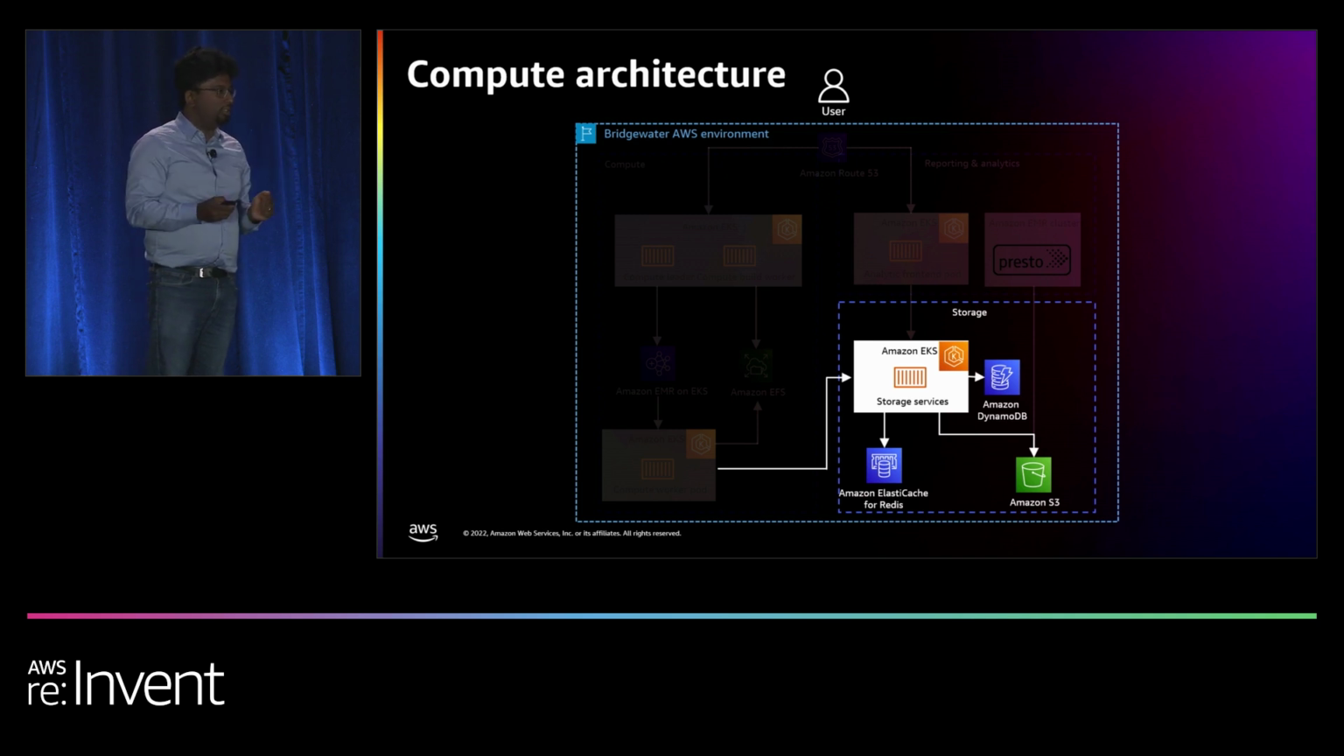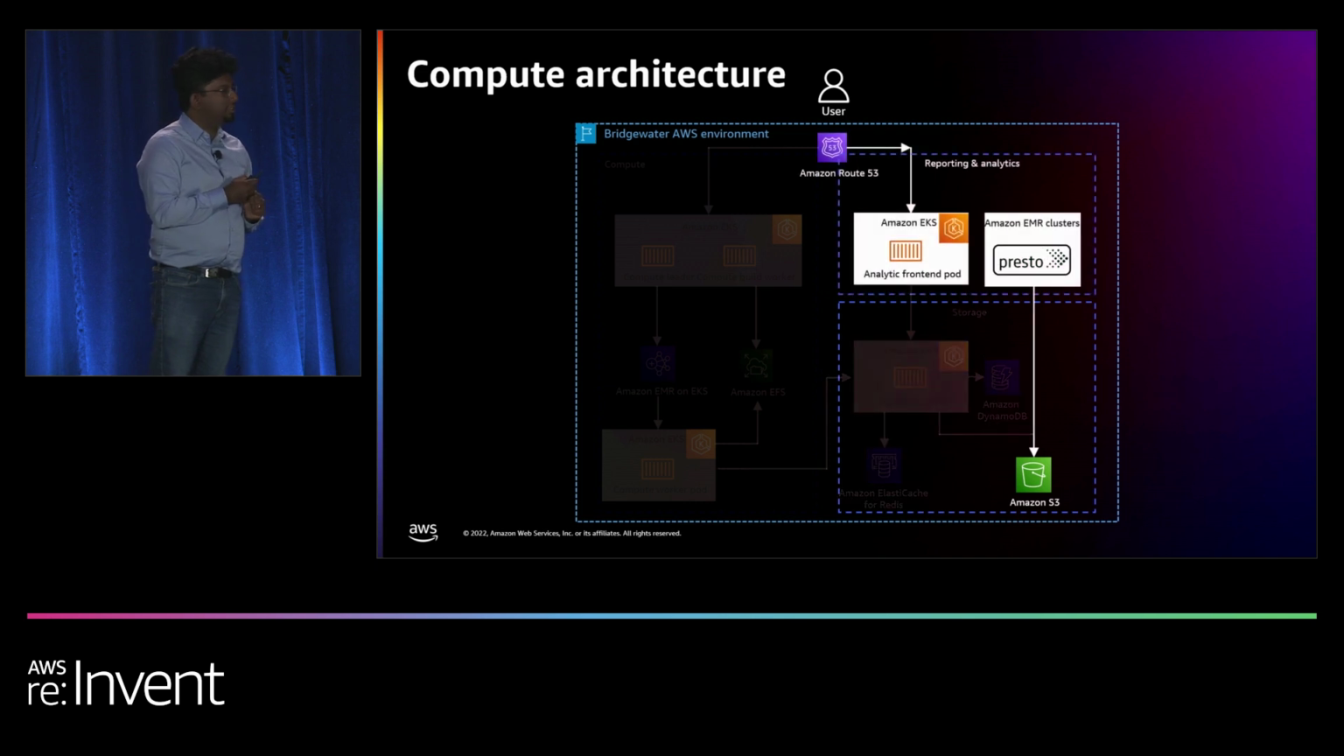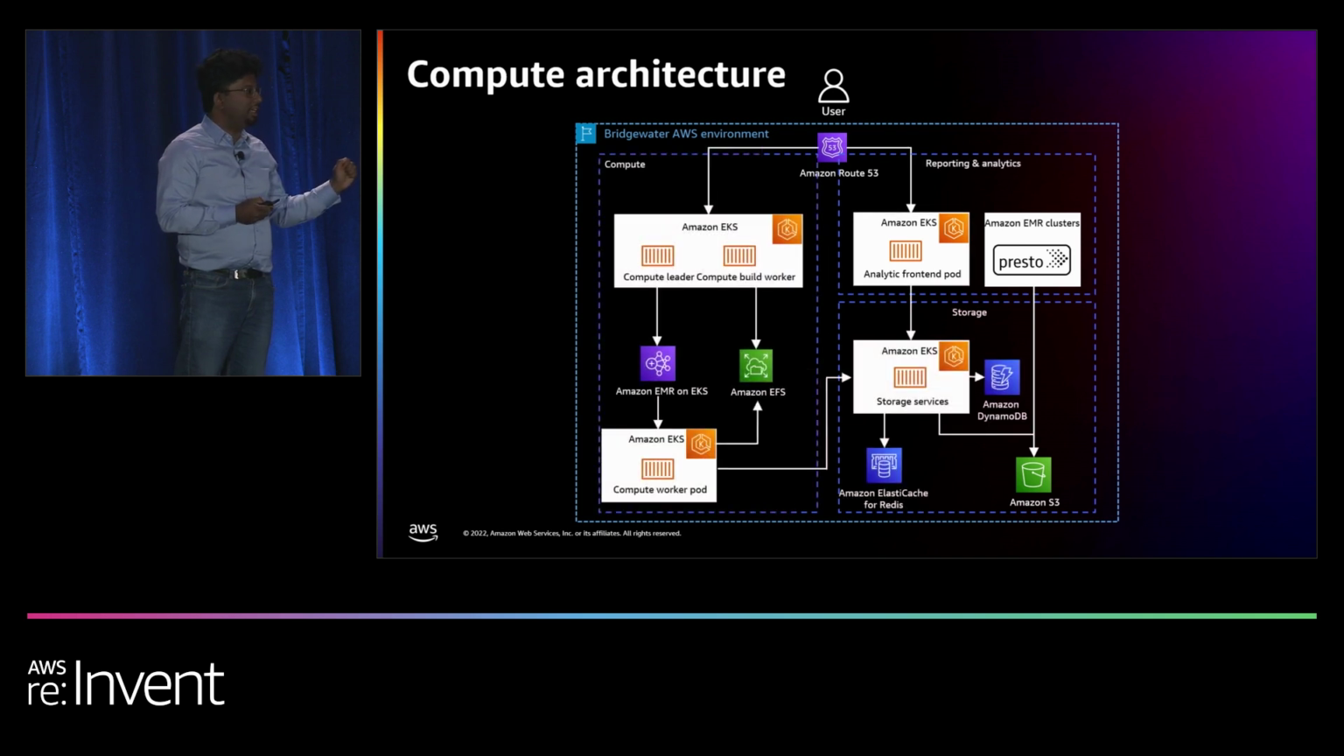This whole storage system is our data lake, which is used by our reporting and analytics applications, which are these visualization and reporting applications that we built on top of Amazon EKS. We've recently launched an analytics product on top of Amazon EMR Presto, which directly accesses the data in Amazon S3 and produces insights for our economic researchers.